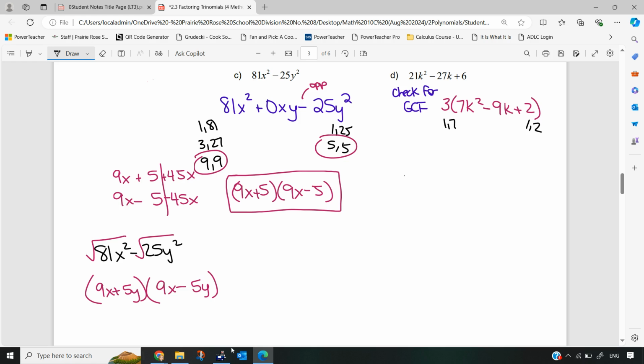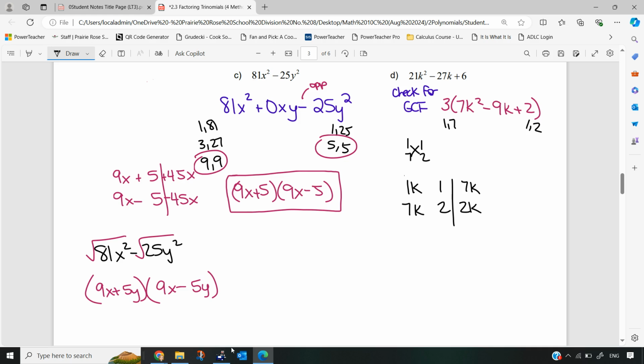Once again, I want to find two numbers that have a product of 2 and a sum of negative 9. So I could try 1 and 7 and 1 and 2. When I multiply those, I'm going to have 7 and 2. That will give me 9. So we'll set up our chart, 1k and 7k, and then 1 and 2. 1k times 2 is 2k. 7k times 1 is 7k.